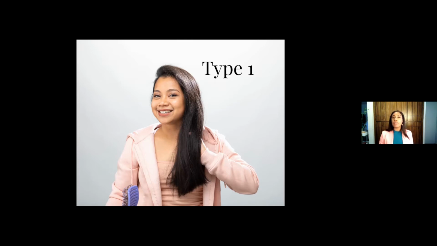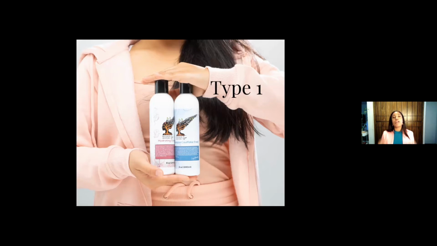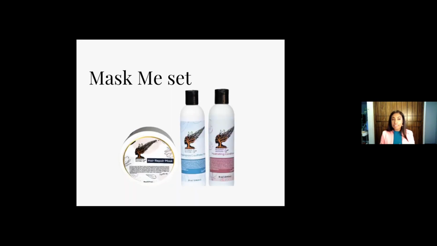What products would I recommend for a straight, fine hair client or a straight, coarse, or medium hair client? Our shampoo and our conditioner are going to be essential. Why is that? We talked about that aloe base. It's going to hydrate, but it's also going to deep clean the hair enough without stripping. The Mask Me set is excellent as kaolin clay and bentonite clay.